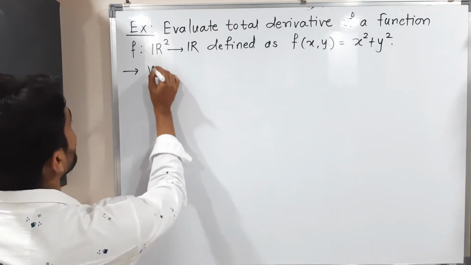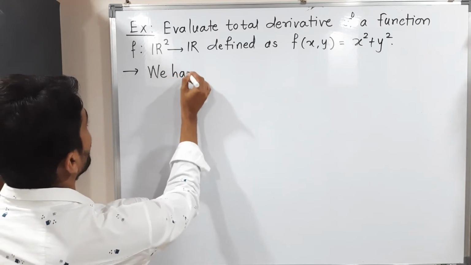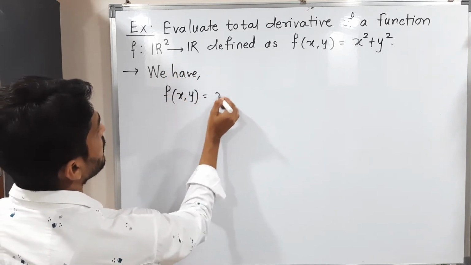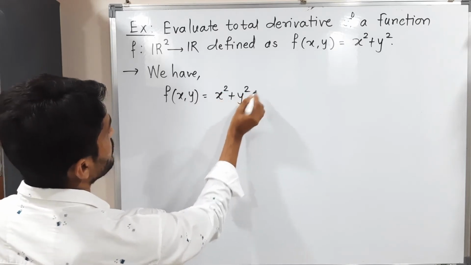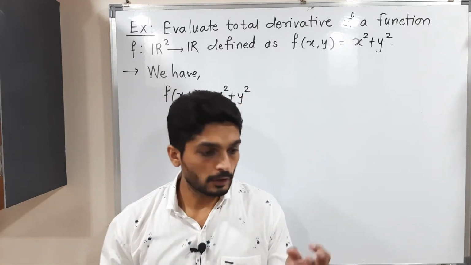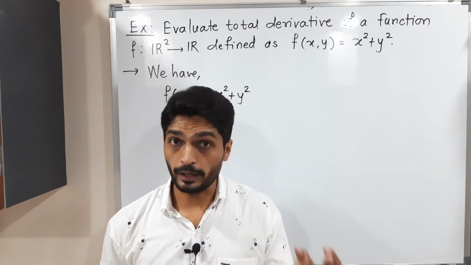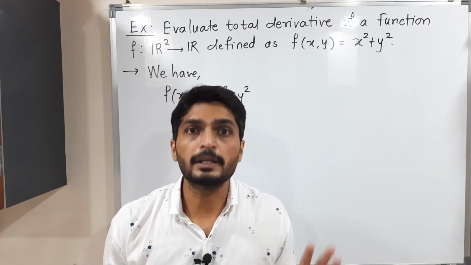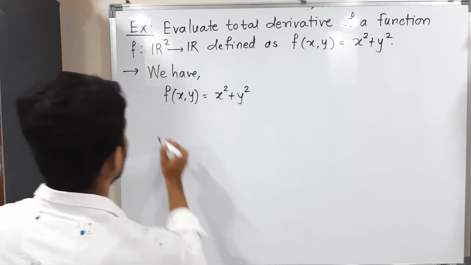We have f of x, y, which is x square plus y square. After that, the function is given. After that, we want a point and h also. The point is not given, so we will take any arbitrary point a1 comma a2.